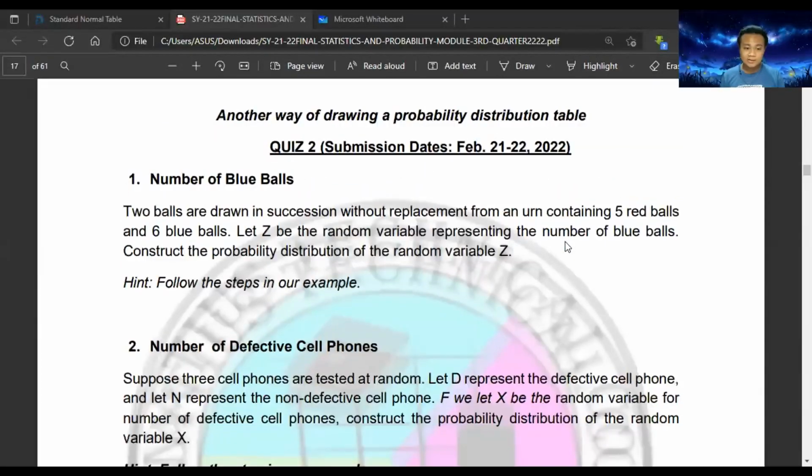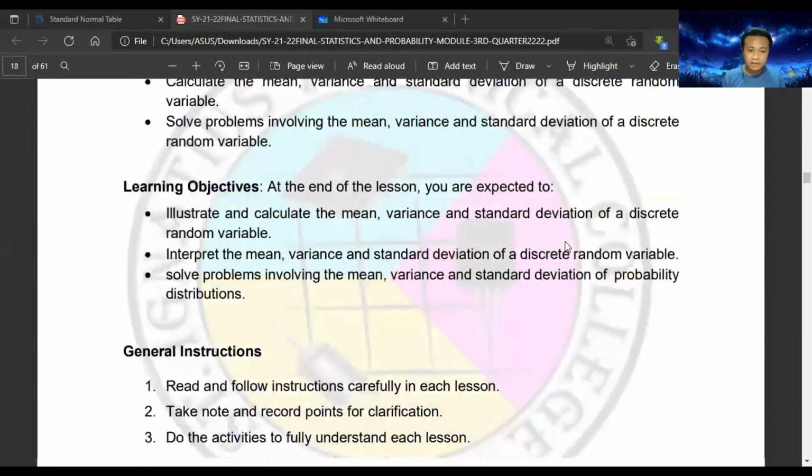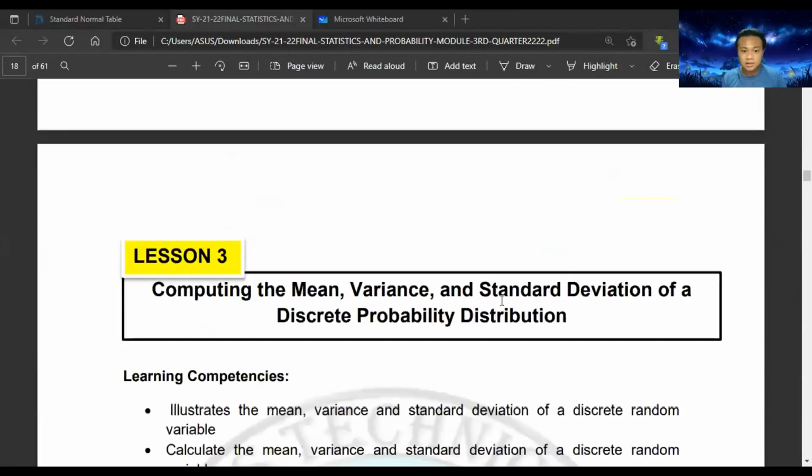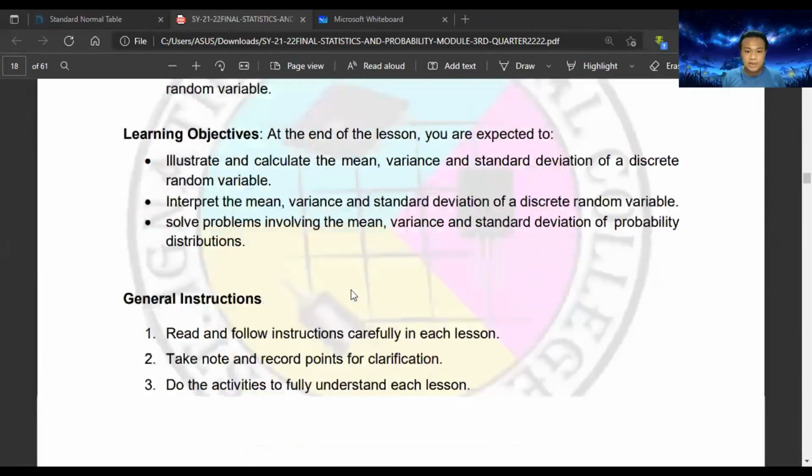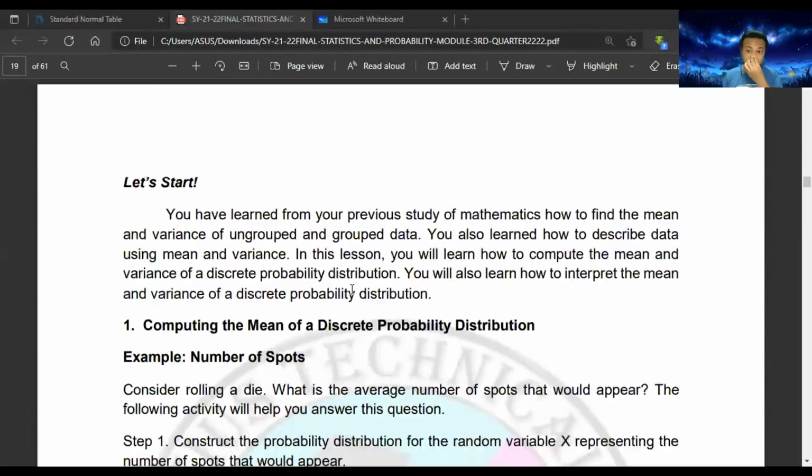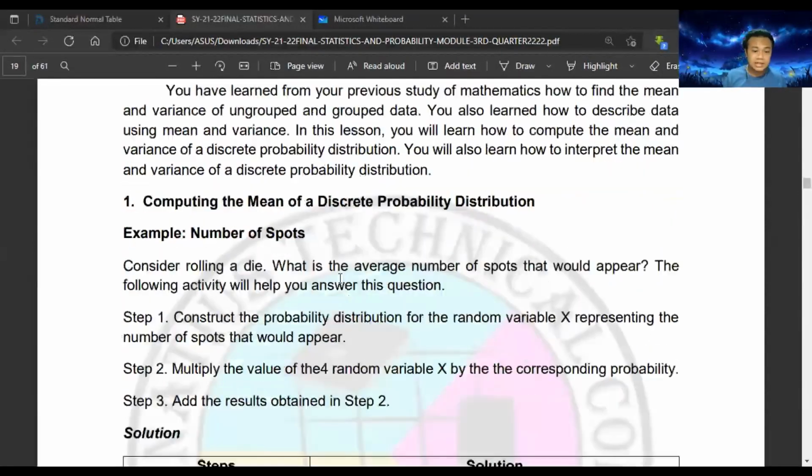Which is lesson 3. So, we have the mean, variance, and standard deviation of a discrete probability distribution. And then, for example, computing the mean. So, mean is average, right?